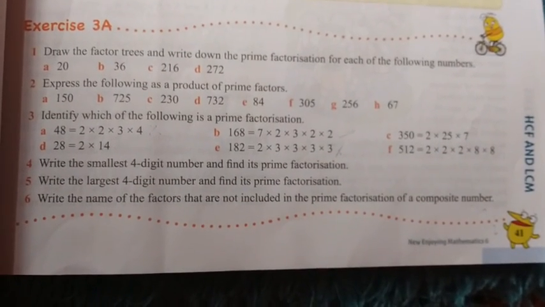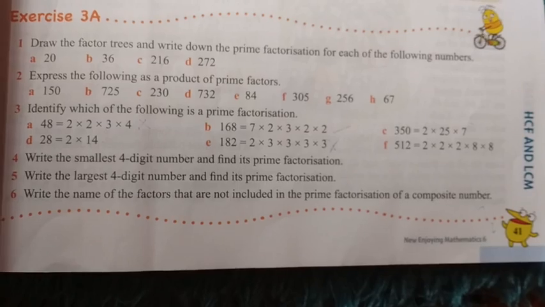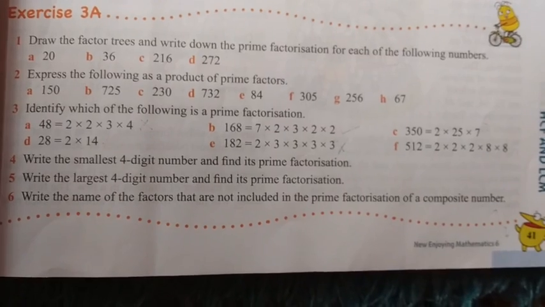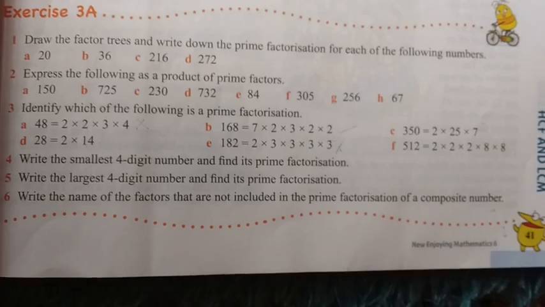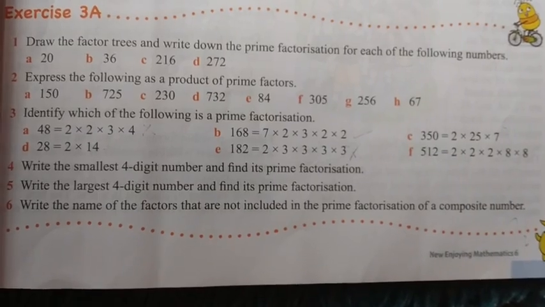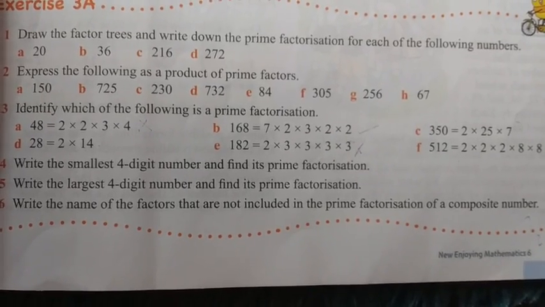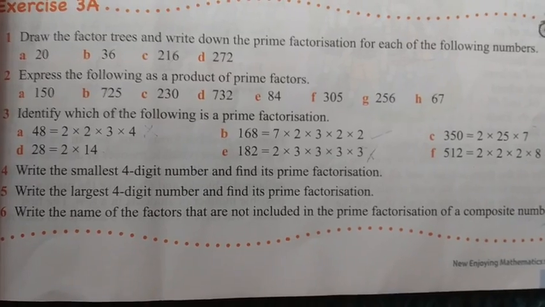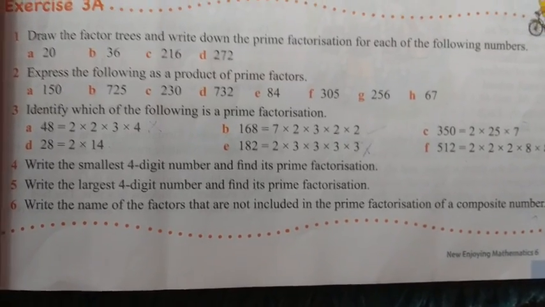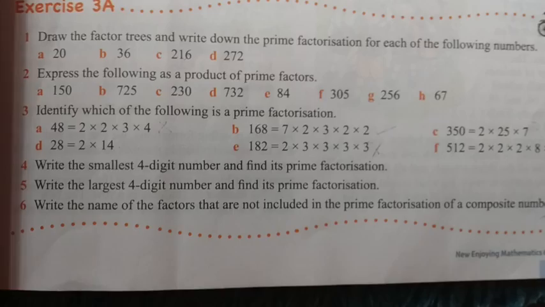Now students, the question number 6 is write the name of the factors that are not included in the prime factorization of a composite number. So students, in this question we have to write down that factor or that number that we don't include in the prime factorization of a composite number. You should first remember this thing, that prime factorization will only be for composite numbers, because in prime numbers there won't be any prime factorization. For example, if I want to write the prime factorization of 2, it will be simply 1 into 2, because a prime number has only two factors, the number 1 and the number itself.